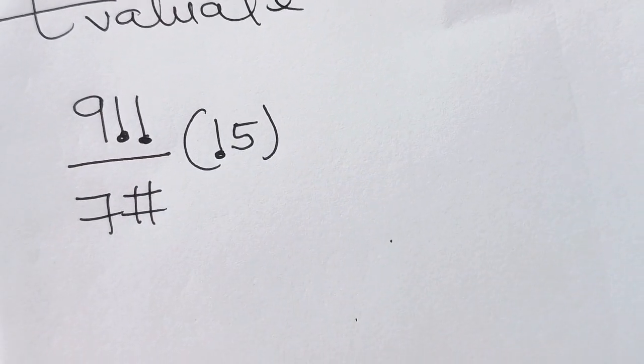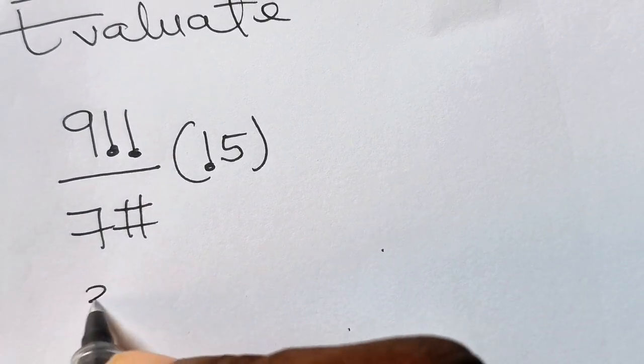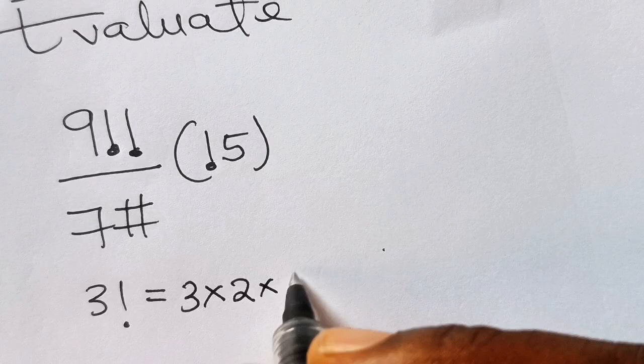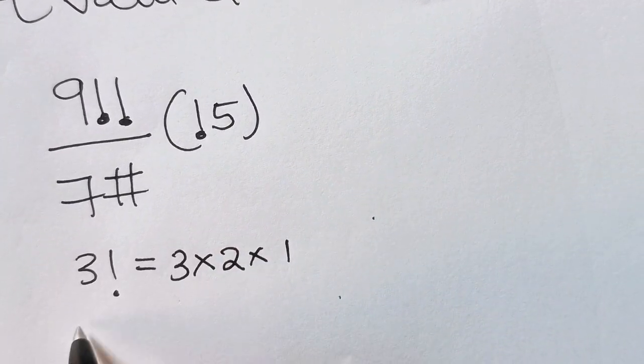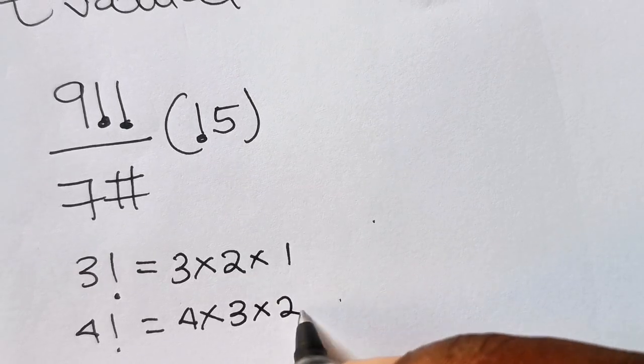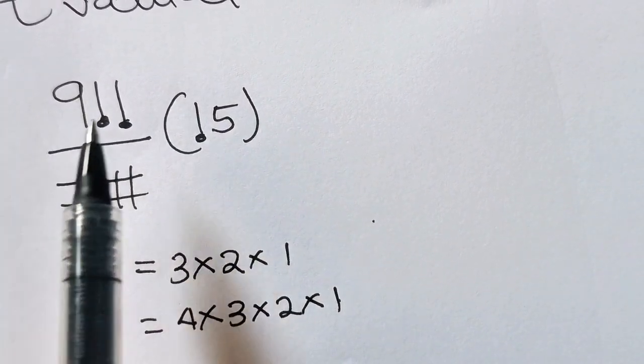Normally, for a factorial, if we say 3 factorial, this simply means 3 multiplied by 2 multiplied by 1. Similarly, 4 factorial is 4 multiplied by 3 multiplied by 2 multiplied by 1. But this time around, we have double factorial.